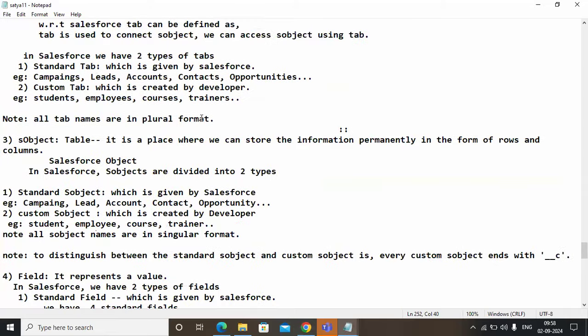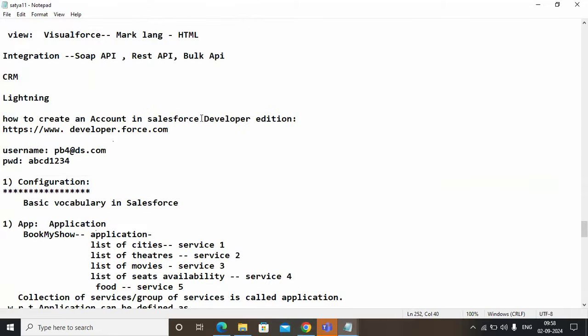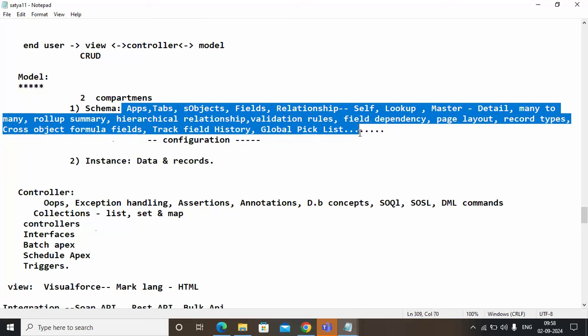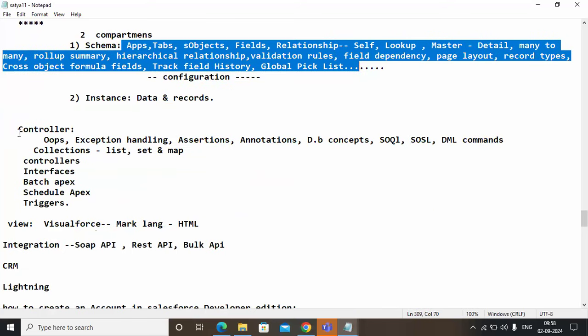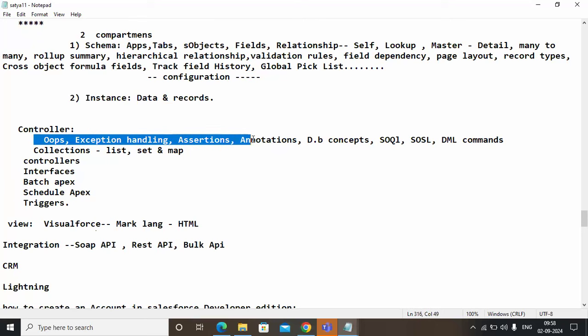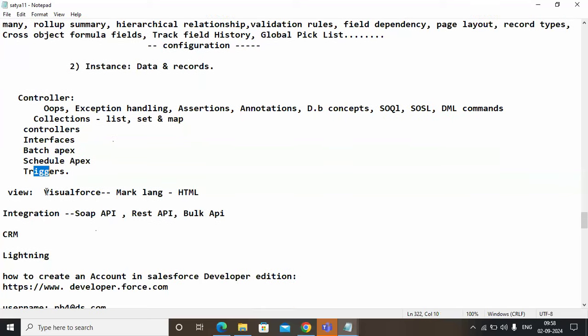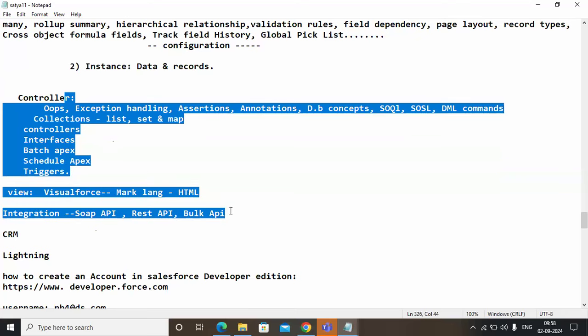And coming to the development part: how to create the apps, tabs, sObjects, fields, relationships. And coming to development: exception handling, assertions, annotations, database concepts, SQL, DML commands, collections, list, set, map, controllers, interfaces, batch apex, schedule apex, triggers, Visualforce, integration part, SOAP API, REST API, bulk API. All these topics we'll discuss in development.